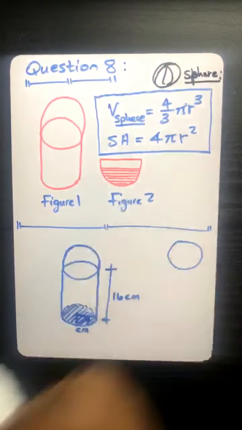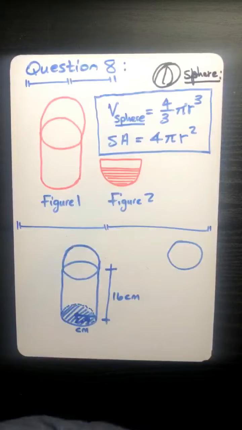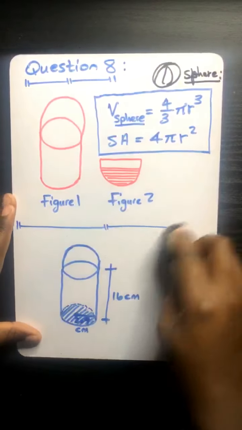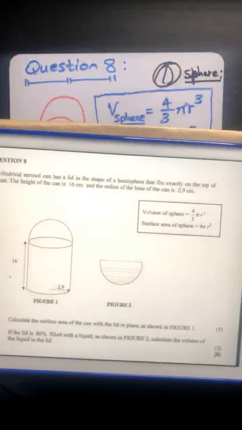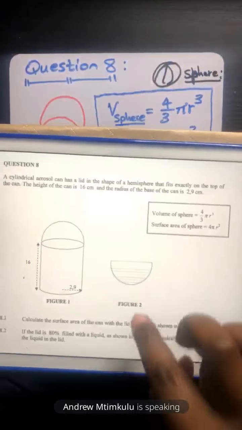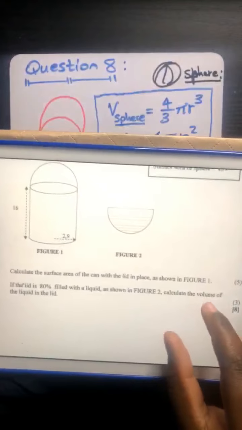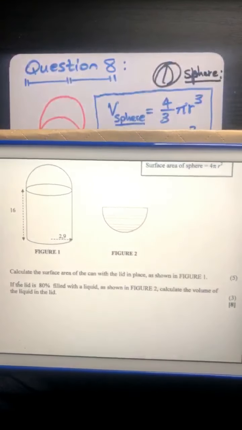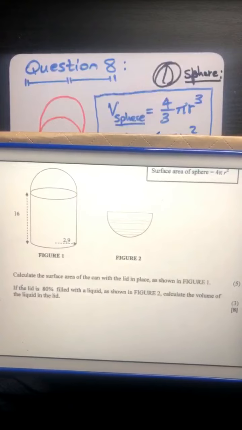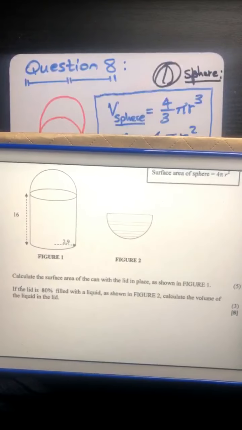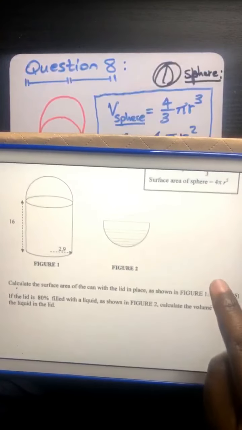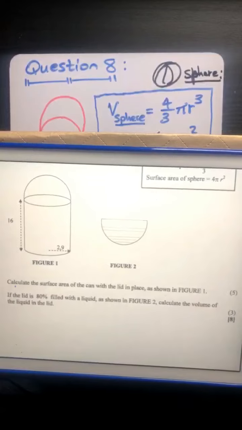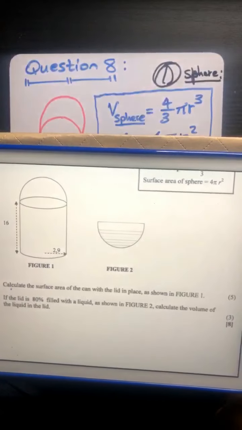I hope some of you guys are noticing something already. Are you guys ready to now start attacking this question? Are you ready to start with the fight? Yeah. Okay. The first question says, calculate the surface area of the can with the lid in place as shown in figure 1. And this question is allocated 5 marks.